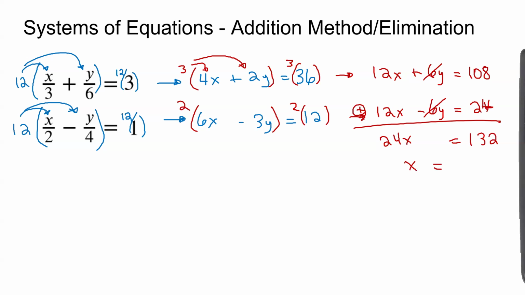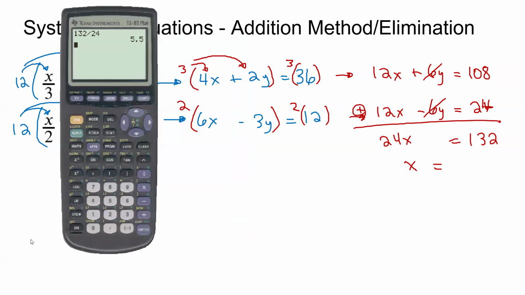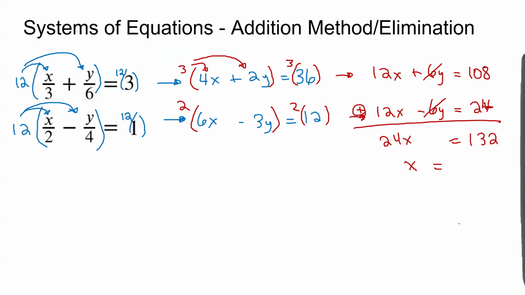Okay. So there's not always a perfect answer for everything. Sometimes you just got to play with it and see where it's going to take you. I should be able to do that, but I'm going to cheat here. 132 divided by 24, 5.5. So you could write that as a fraction or as a decimal. I'm going to go with the decimal here. Okay. And now I've got one of my answers.